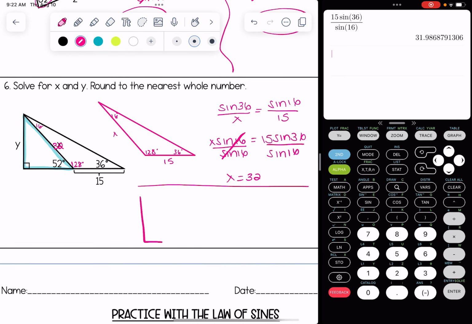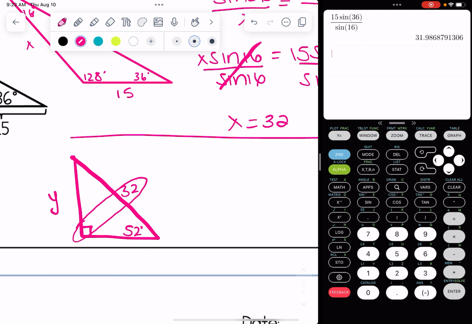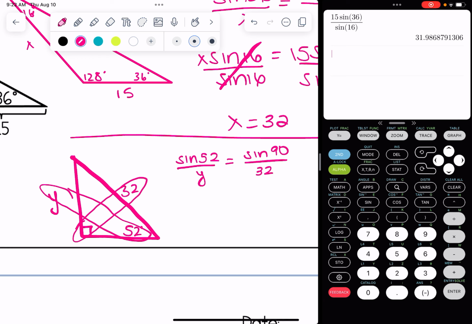All right, so we basically have a right triangle. We know this is y, this is 32, this is 52, and we also have that right angle in there, meaning we have a degree measurement of 90. So 90 and the 32 are opposite one another, as are the y and 52, and I can set up law of sines here. So the sine of 52 over y is equal to the sine of 90 over 32. All right, we're going to cross multiply and divide in this case.